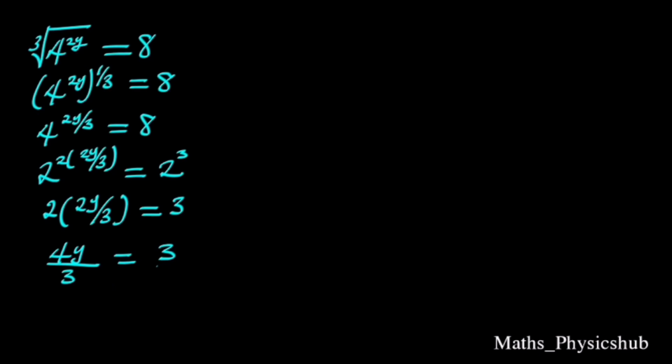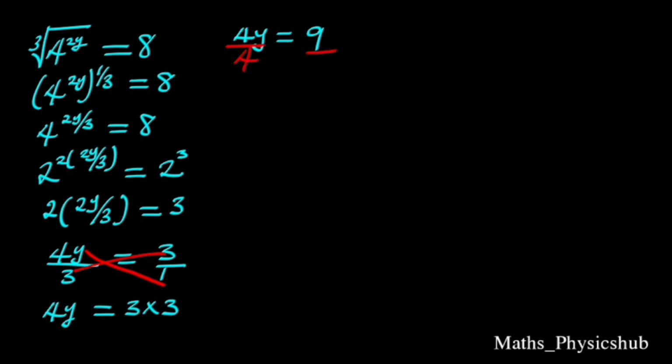Going further, we cross-multiply to have 4y times 1, which is 4y, equals 3 times 3. On the right side, 3 times 3 is 9. It follows that 4y equals 9. To find y, we divide both sides by 4. 4 will cancel out 4, to leave us with y equals 9 over 4.